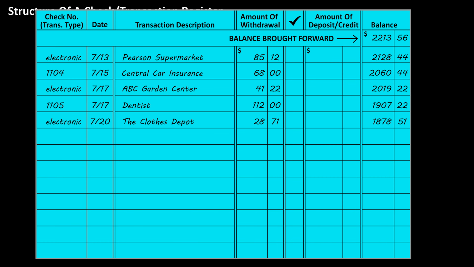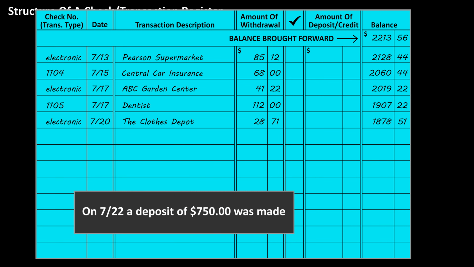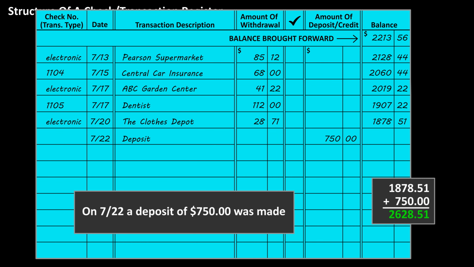Now let's say that it's payday. On 7/22, this person deposits their paycheck for $750 in their account at the bank. To register this transaction, we put the date, 7/22 in the date column, we write deposit in the description column, and then $750 in the amount of deposit column. Next, we calculate the new balance, $1,878.51 plus $750, which is $2,628.51. So we put that in the balance column.